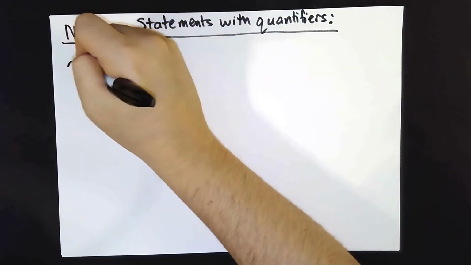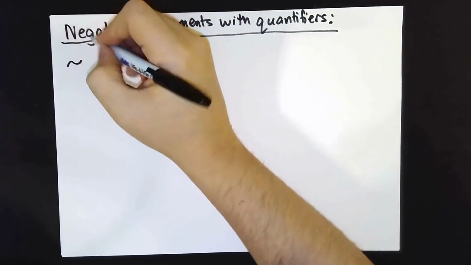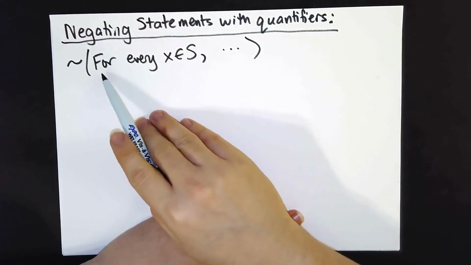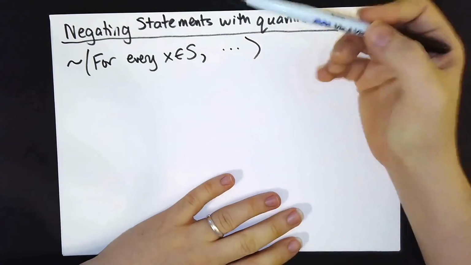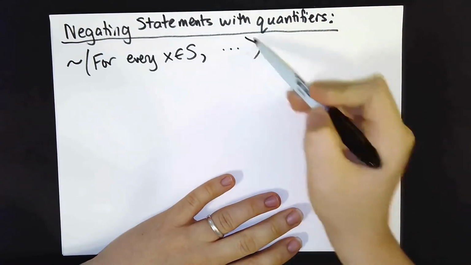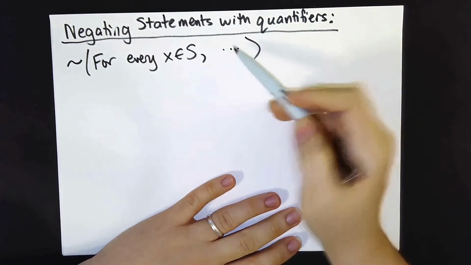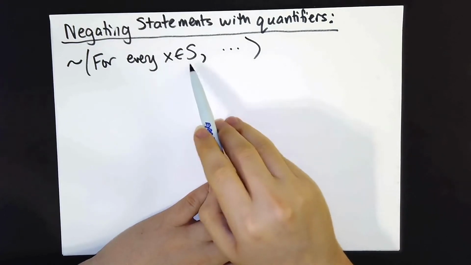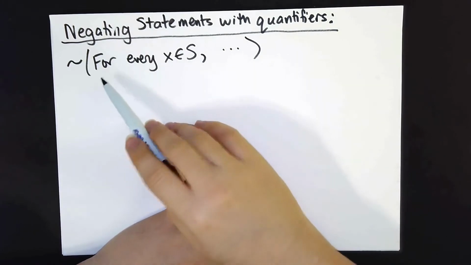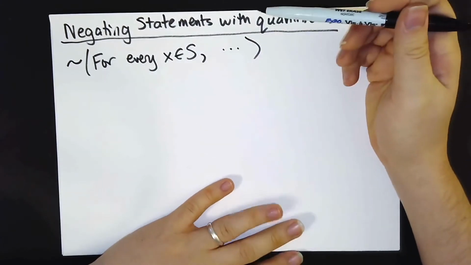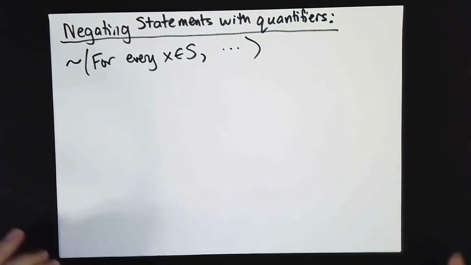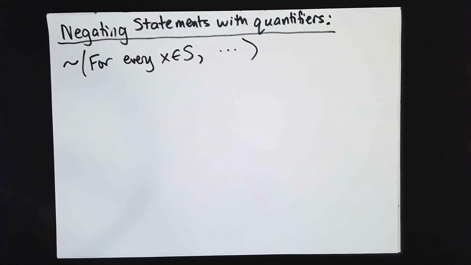So let's start with the negation of for every. Remember that a for every statement is really just referring to a whole list of versions of this statement that I've just compressed, one for each possible value of x. And the for every statement is the assertion that every single one of those is true. And so the question is, what is the logical opposite of every single one of these things is true?